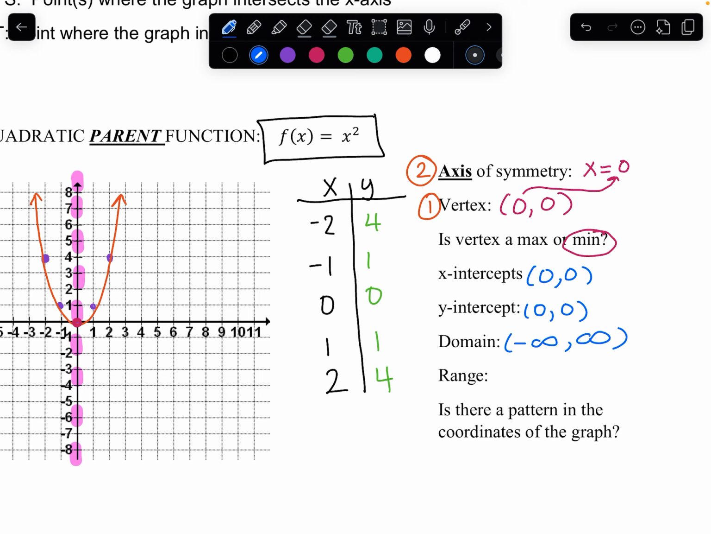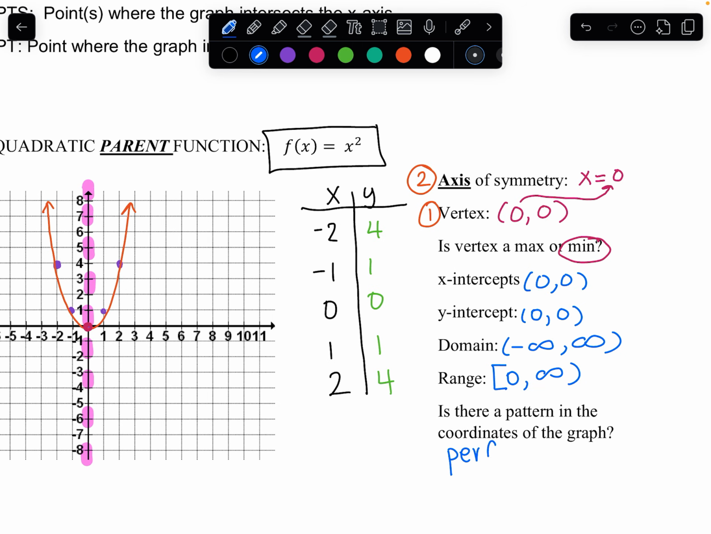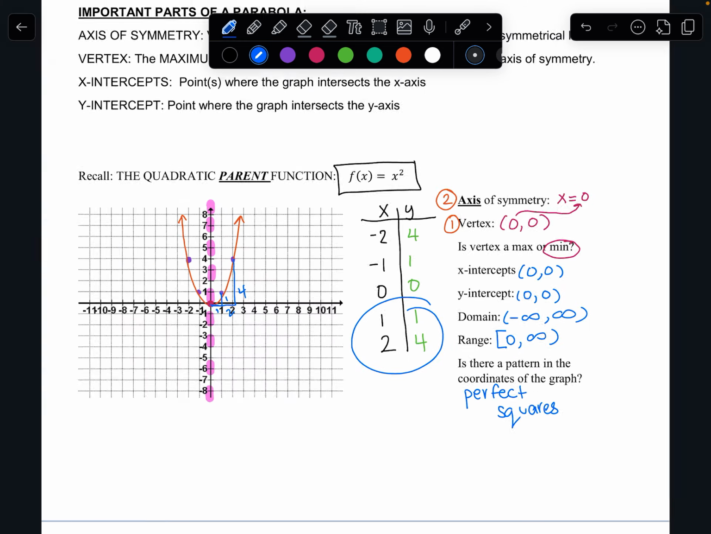Our domain for this will always be -infinity to infinity. Our range is going to be bracket 0 to infinity. Again, the reason for that bracket is because we hit at the origin. Now, there is a pattern. It's our perfect squares. That means we go over 1, up 1, over 2, up 4. And those are the last 2 points of our parent function that we're going to be using to graph today.